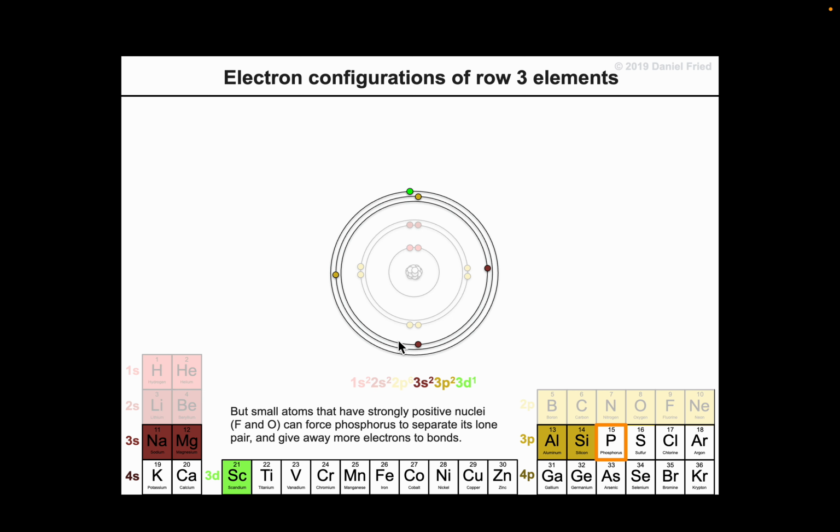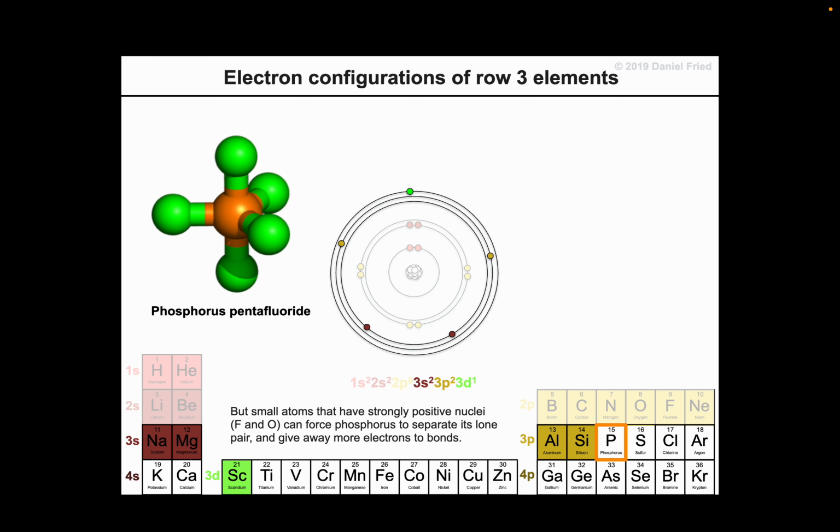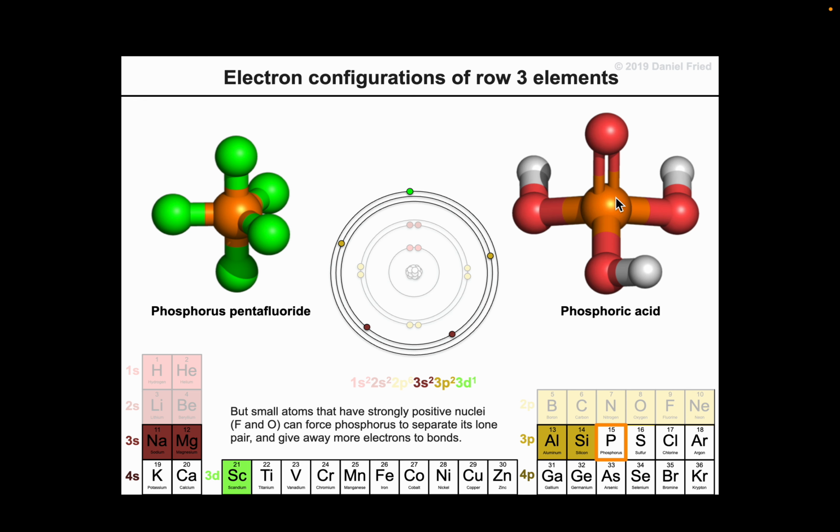Look. This electron gets promoted to the D orbital. 1, 2, 3, 4, 5. Now, this is phosphorus pentafluoride. Oh my god. Very complicated. Well, it's about to get even crazier.